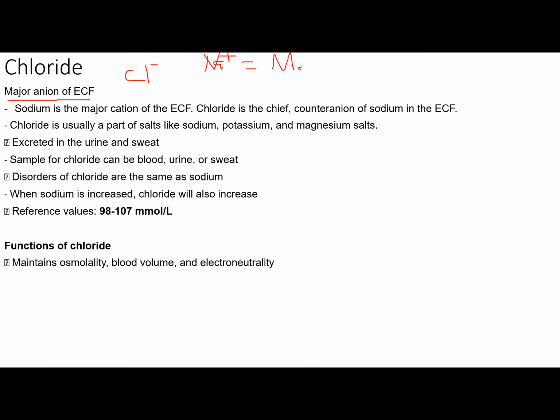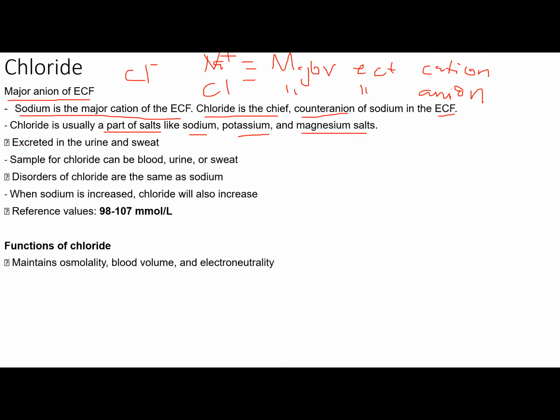Sodium is your major ECF cation. Chloride is the major ECF anion. So they are both found in the plasma. They are outside the cell. Sodium and chloride are both found outside the cell. Now, sodium is the major cation of the ECF, while chloride is the chief counter anion of sodium in the ECF. So, it is the opposite of sodium. Chloride is usually a part of salts like sodium, potassium, and magnesium salt.